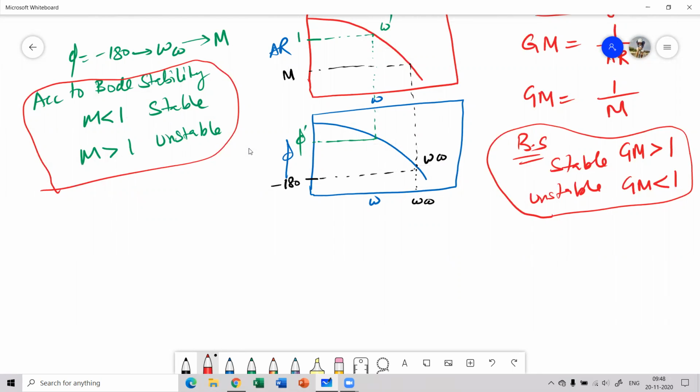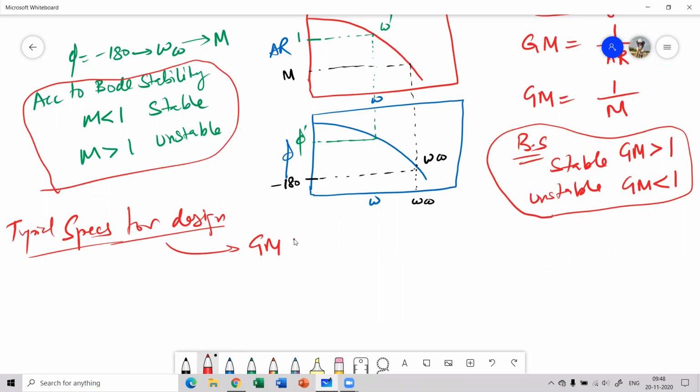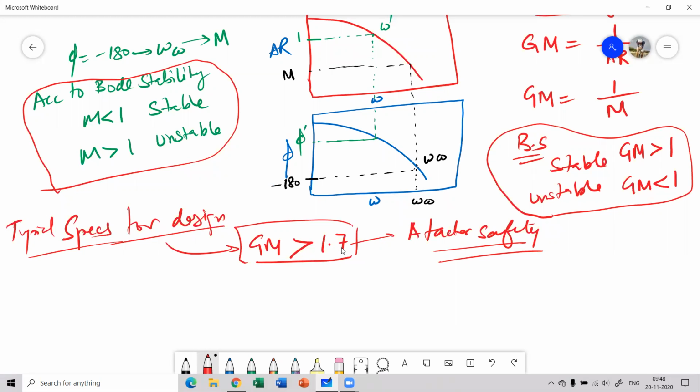Now there are certain design specification parameters, we can say typical specifications for designing purposes. For designing purposes, the gain margin value has to be greater than or equal to 1.7. This 1.7 is basically a factor of safety parameter. If gain margin is greater than 1, by Bode stability the system is already a stable system. That's why we have taken a limiting value of 1.7. So these are the design specifications.